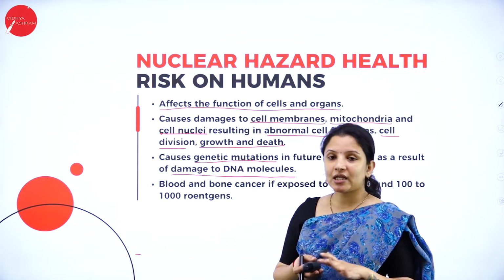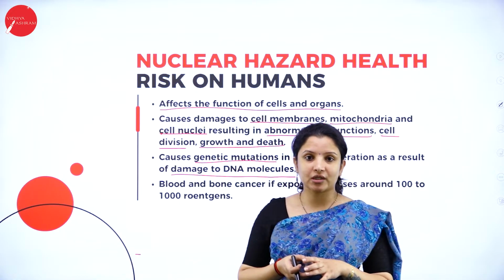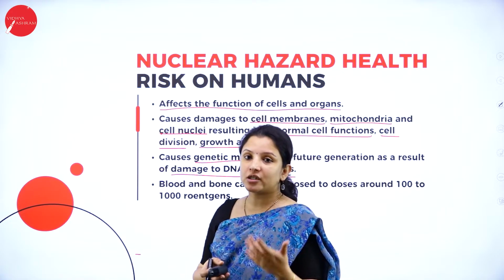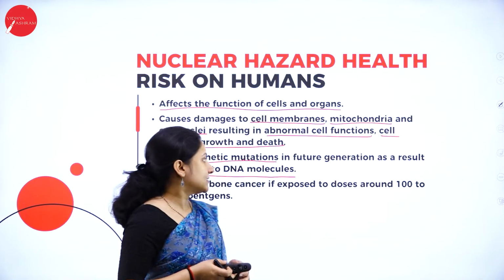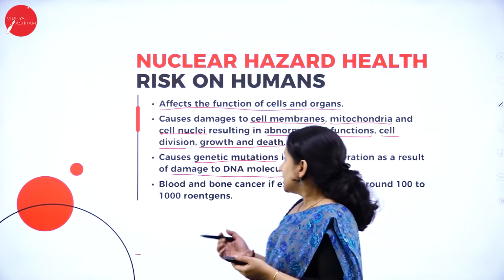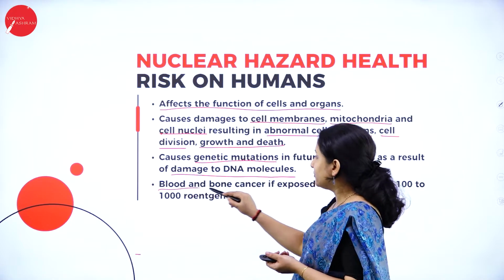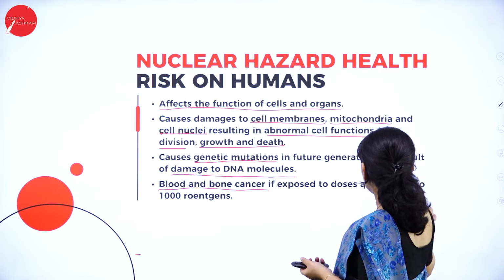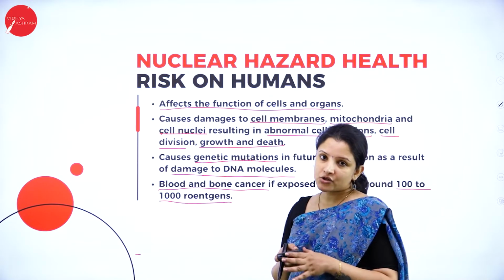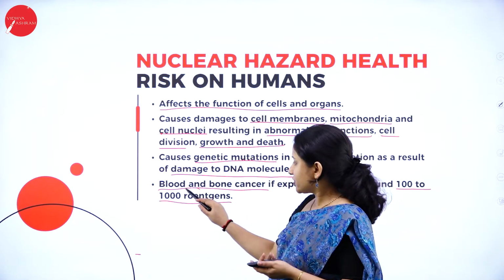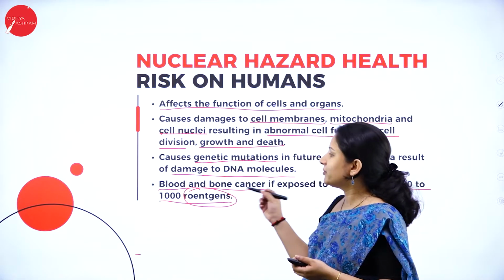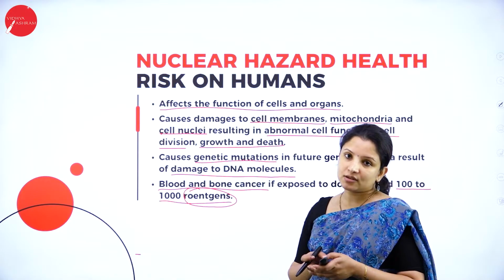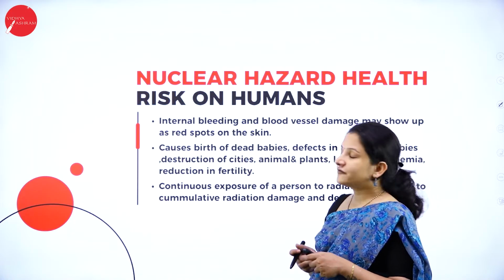If that damaged DNA is carried to the future generation, then it can cause a lot of mutations, and mutations always lead to genetic disorders, cancer, etc. And not just that, it can cause blood and bone cancer if the person is exposed to doses of around 100 to 1000 roentgens. This is the unit of measurement for radioactive substances. If a person is exposed to that much, then the person can get blood and bone cancer also. So, these are the different hazards.